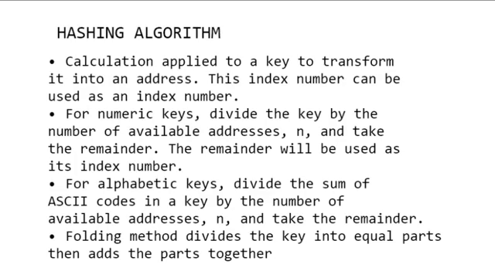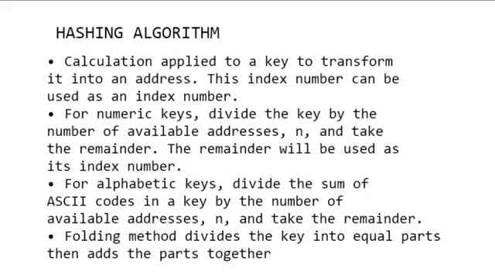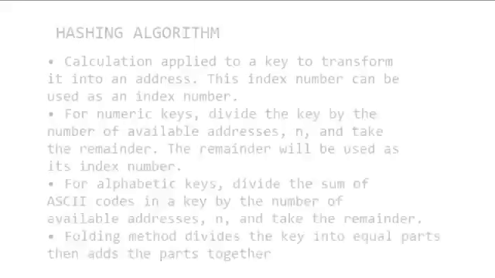For alphabetic keys, divide the sum of the ASCII codes in a key by the number of available addresses n and take the remainder. So it's always the remainder. The folding method divides the key into equal parts, then adds the parts together. Next will be the direct address table.